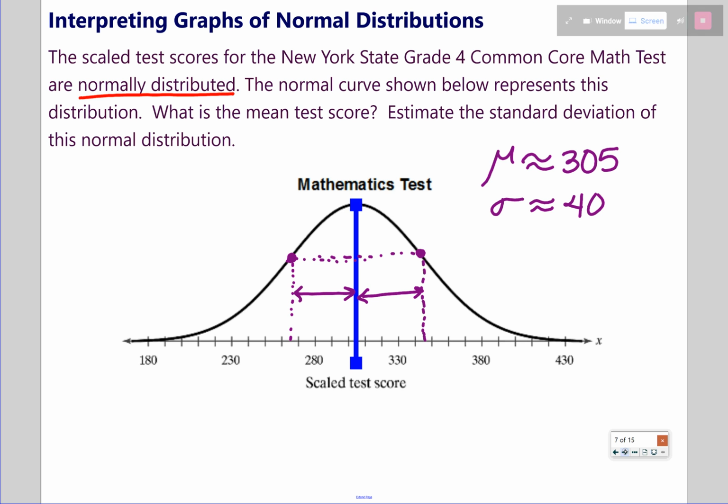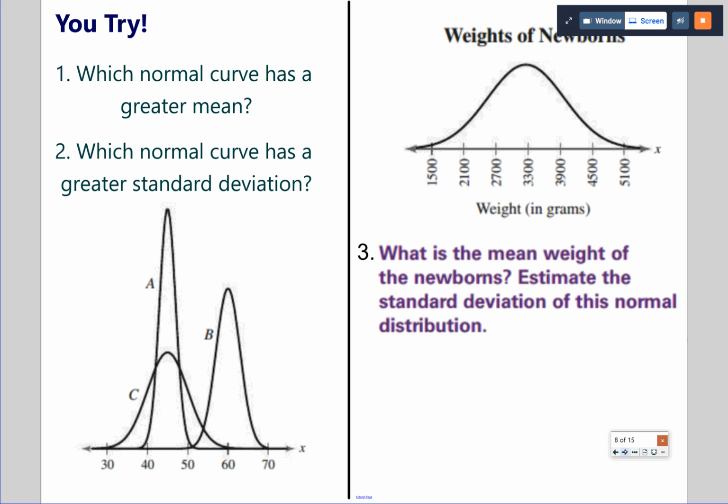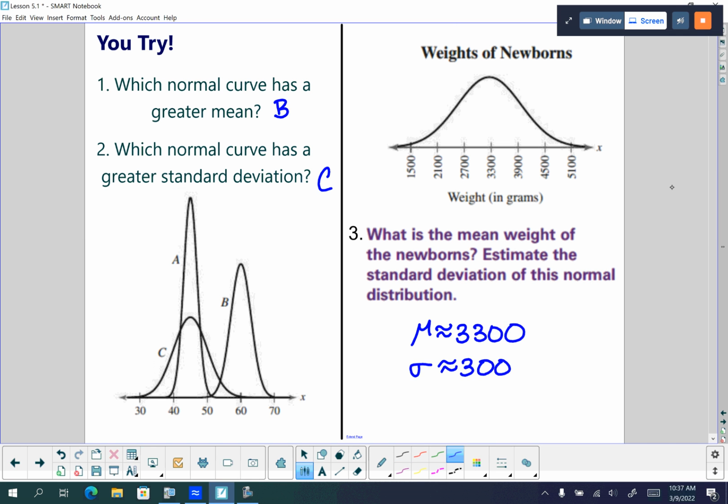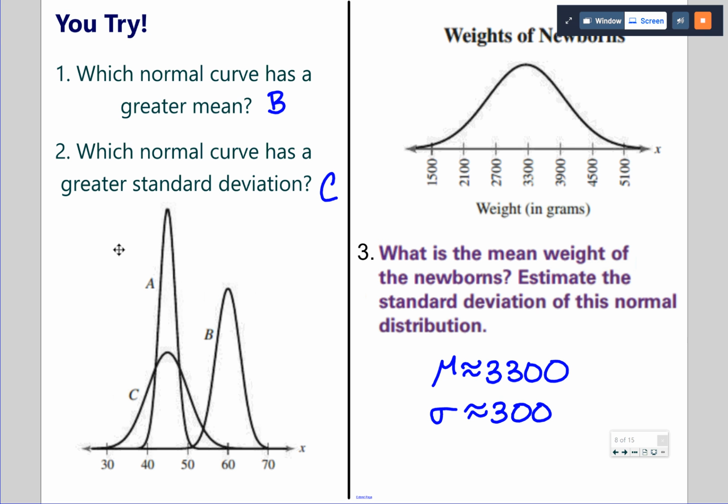Okay, you guys try these 3 real quick. B and C for numbers 1 and 2. And then number 3, again, that's approximately, looks like 3,300 is about in the middle, maybe 300-ish. Okay, if you're within like 100 of that for the standard deviation, that's okay.